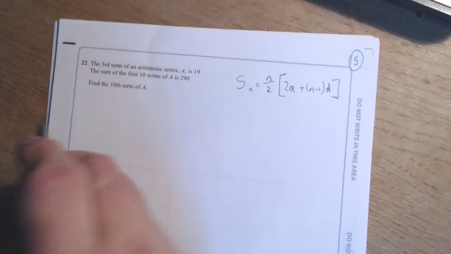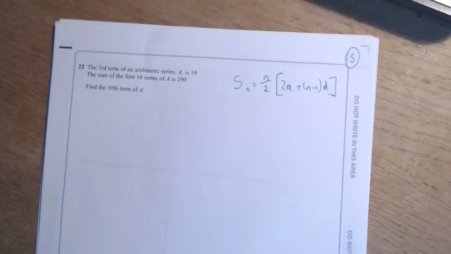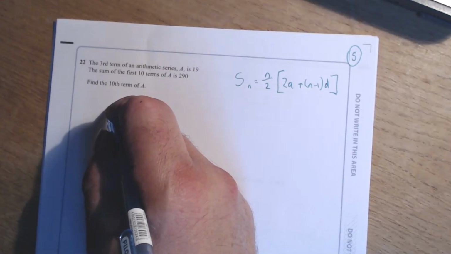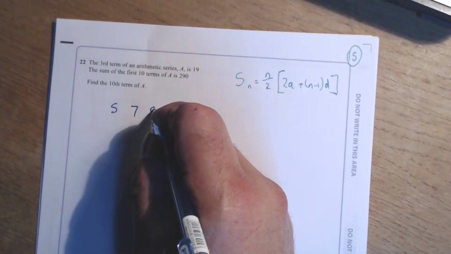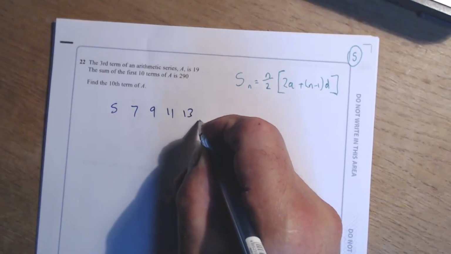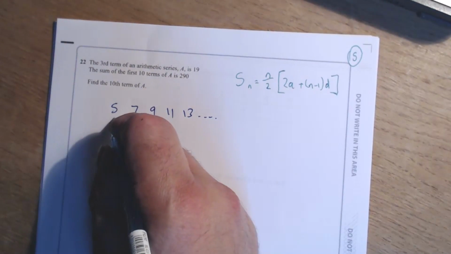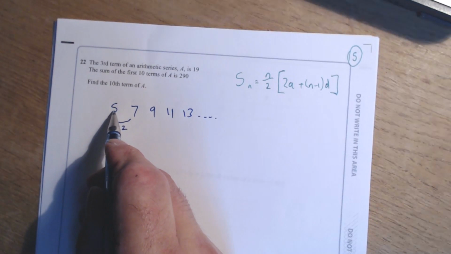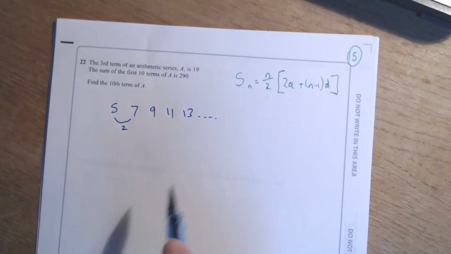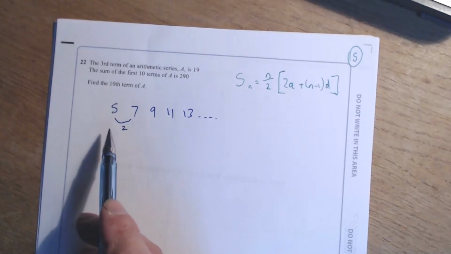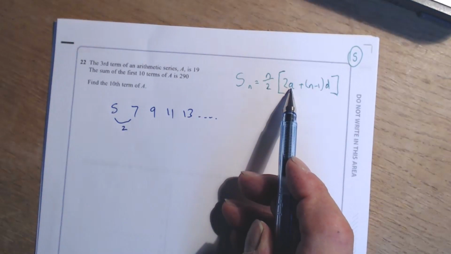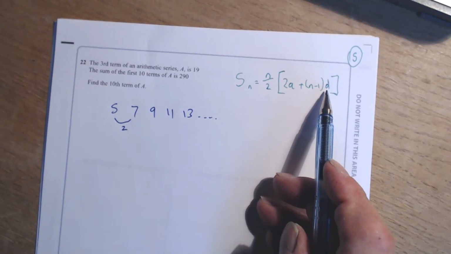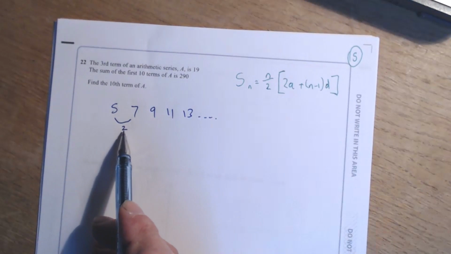Now let's just go back a step. How do arithmetic series work? Let's just go with a nice simple one. Let's say 5, 7, 9, 11, 13, etc., where we're going up in twos, and our first term is 5. So let's just start getting used to the lettering. A is the first term in the series, so that would be 5. D is the common difference, how much you're going up by, and in this scenario, this would be 2.